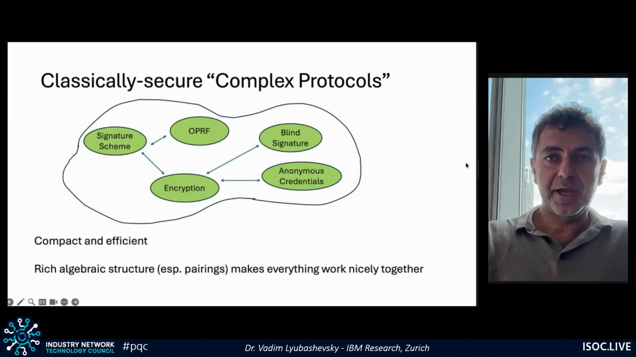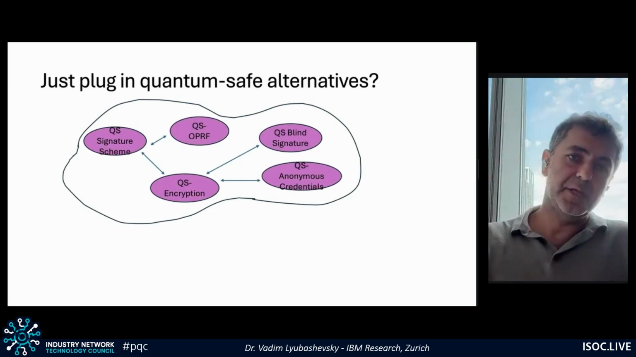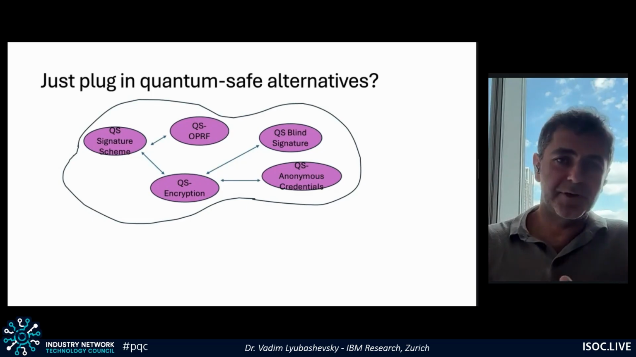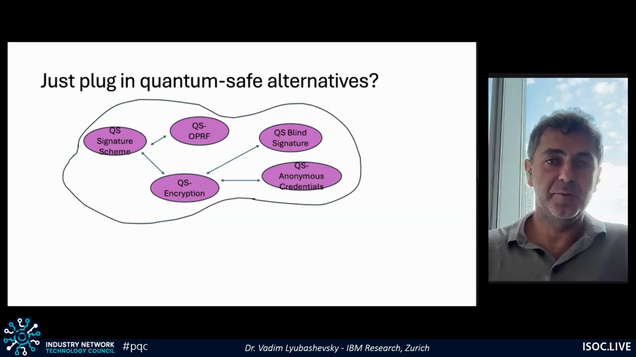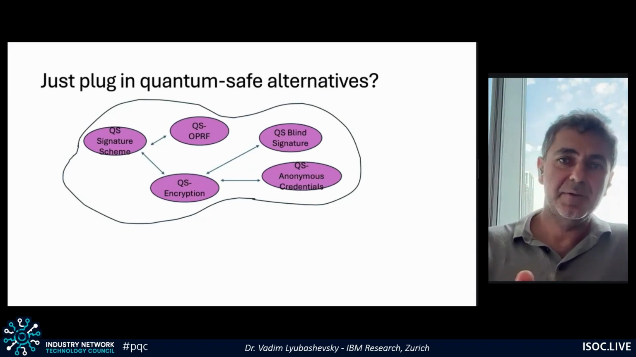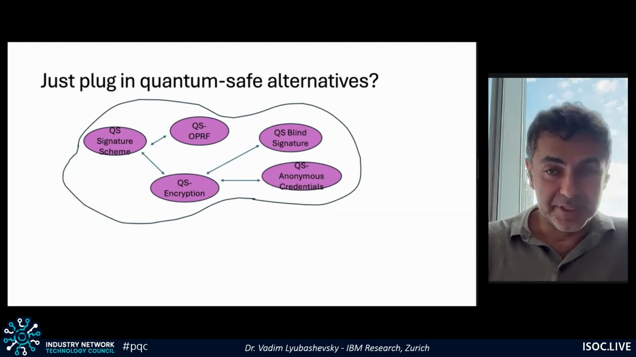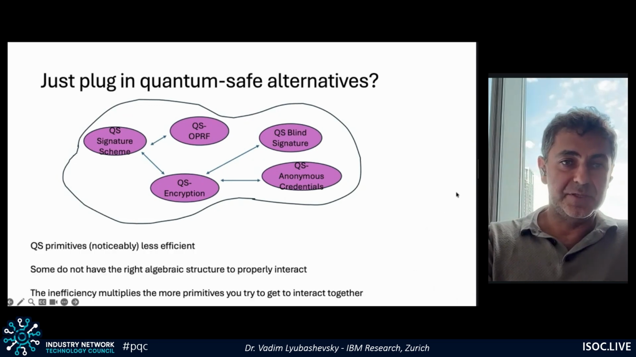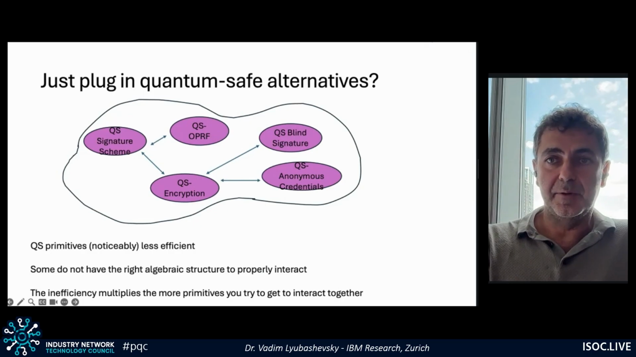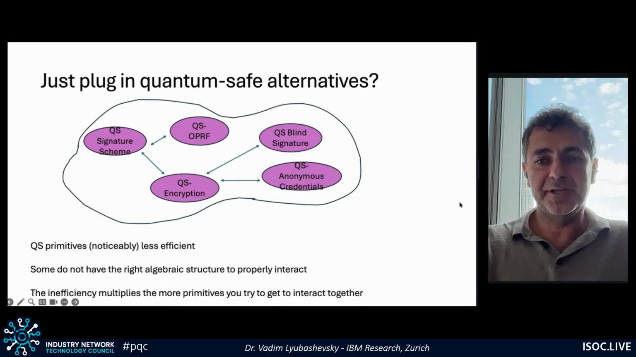And if you try to transition this to quantum safe, and you say, we can build a quantum safe signature scheme, we can build quantum safe encryption, maybe they don't interact so nicely with each other, but okay, maybe we can make it work. What about a quantum safe OPRF? That's much less efficient. Quantum safe anonymous credentials, also less efficient. The way they interact together maybe doesn't even make sense. This can become much less efficient, to the point where in real life, people may not want to use them at all. And this inefficiency multiplies the more primitives you try to get to interact together.